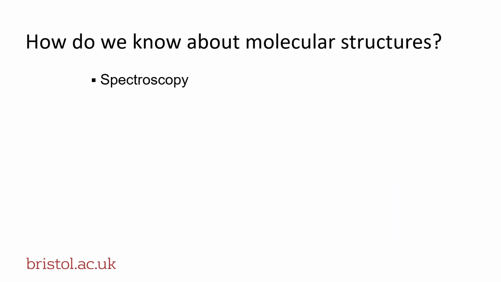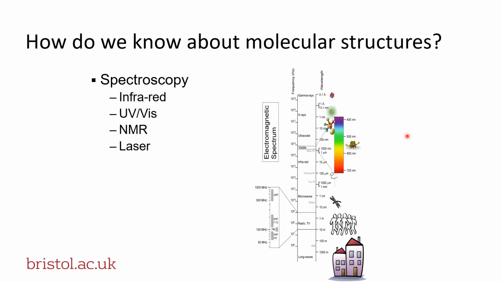So how do we actually know about molecular structures? Well, there are a range of techniques, and I've mentioned some of those already. So you can use spectroscopy, and there are different flavors of spectroscopy depending on the wavelength of the electromagnetic radiation you're using. So you can have infrared spectroscopy, UV visible spectroscopy, which covers the visible range of light, and then nuclear magnetic resonance spectroscopy, and also laser spectroscopy.